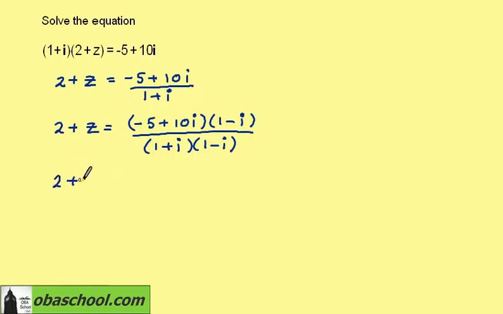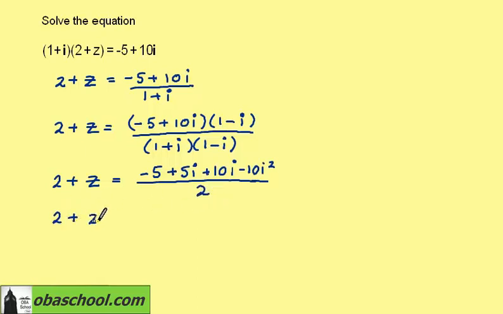So 2 + z is equal to, and we're going to expand out, we get -5 + 5i + 10i - 10i². On the bottom we have a difference of two squares. We get 1, take away i², which gives us 2.